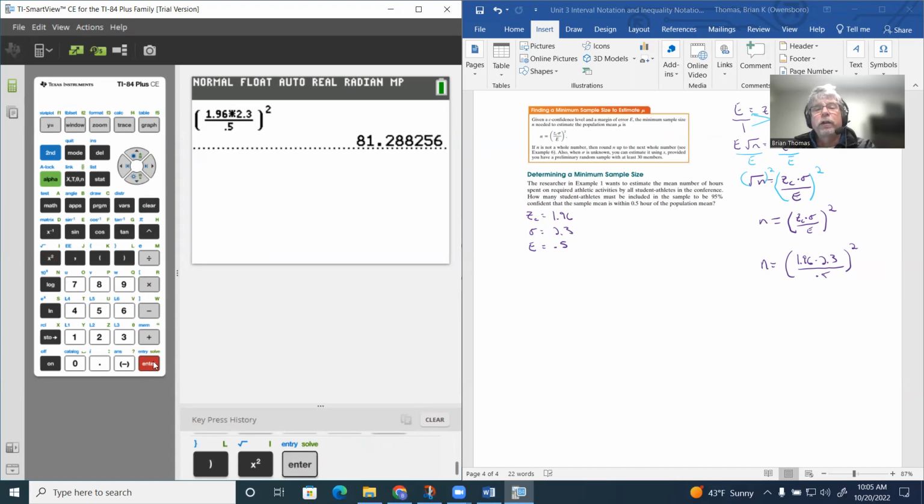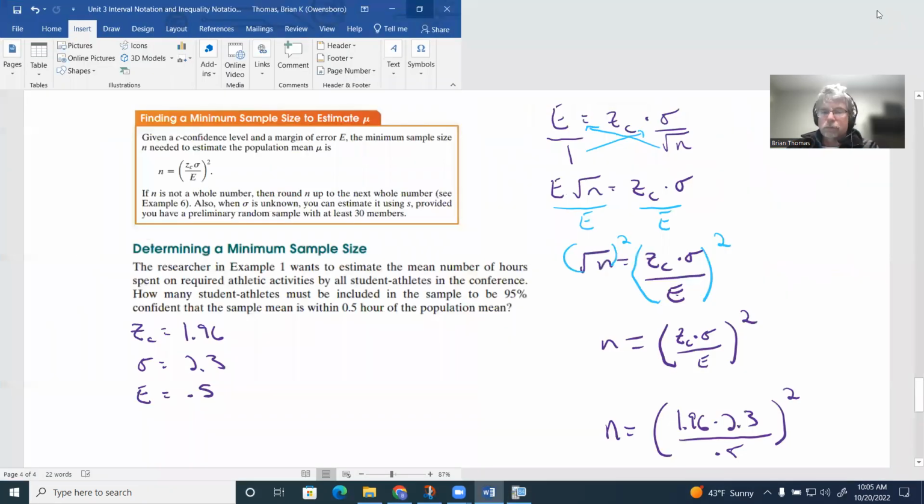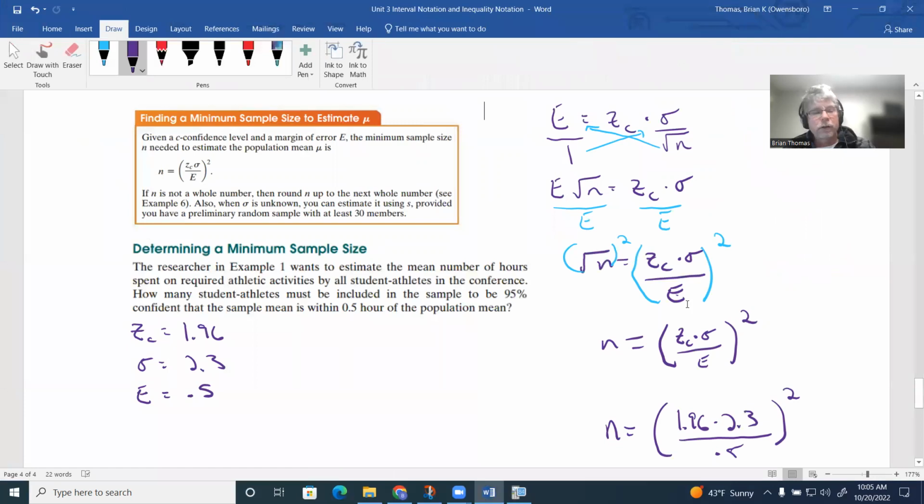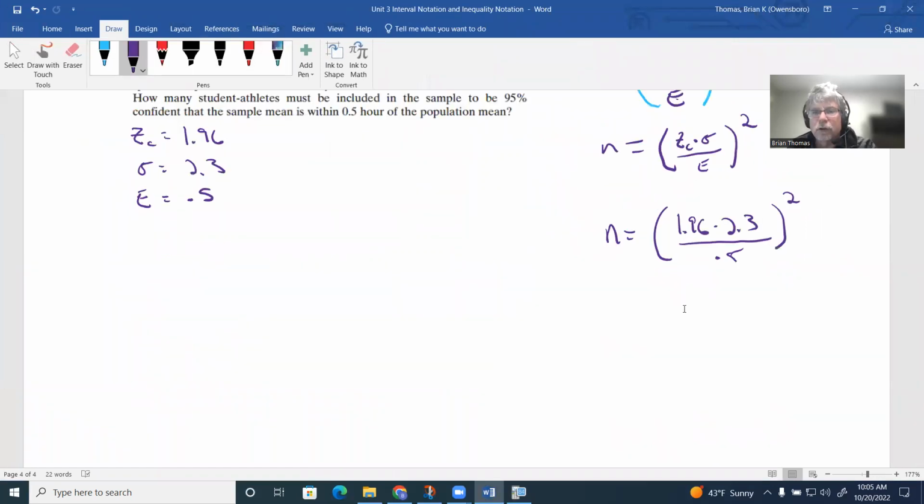Now remember, with rounding, n has got to be a whole number. And since it's 0.2, no matter what that is, it's always going to round up to the next whole number, which is now going to be 82. So the minimum sample size would have to be 82 to meet those conditions. So we pick up then with n equals 82, since we have to round up to the next whole number.